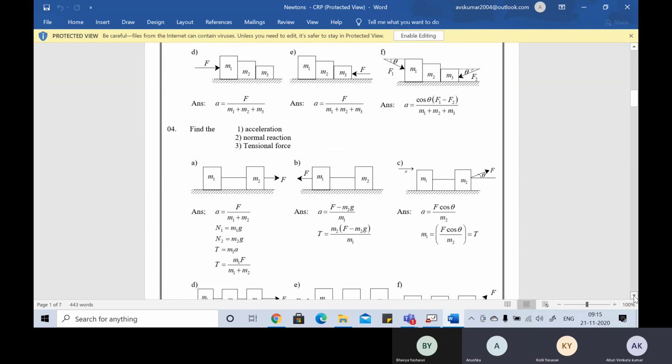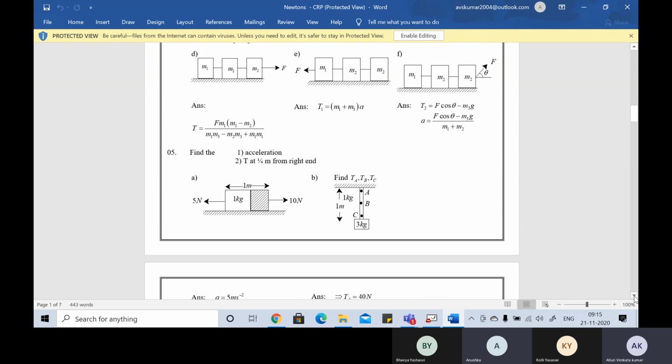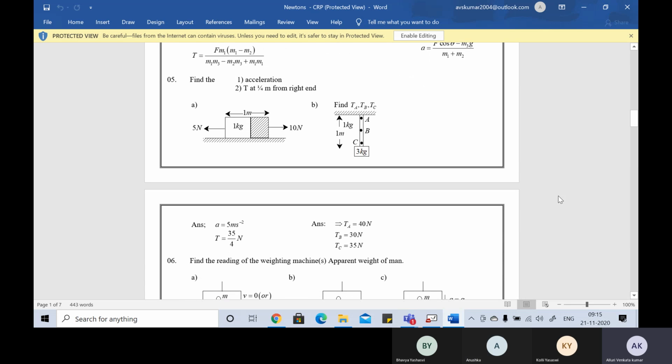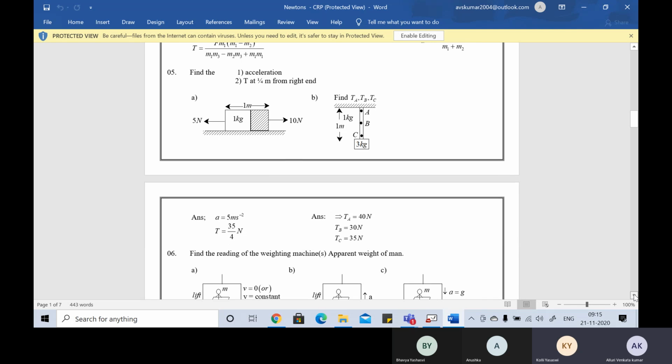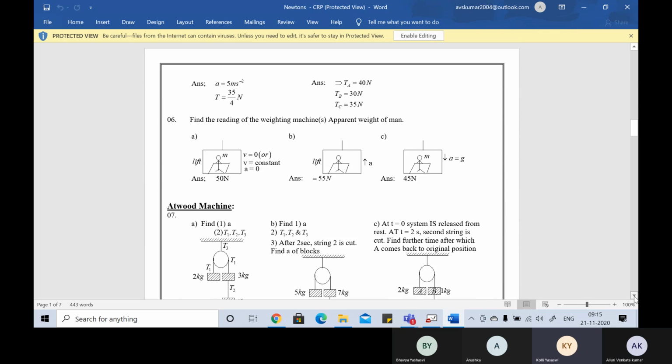Okay, problems 1, 2, 3, 4. Four I have finished. Now the fifth problem. This is based on heavy ropes. Find the acceleration and the tension at one-fourth from the right end. Sir, for the exam which is coming, the questions will be this way only, sir?